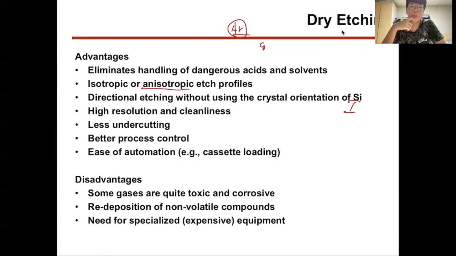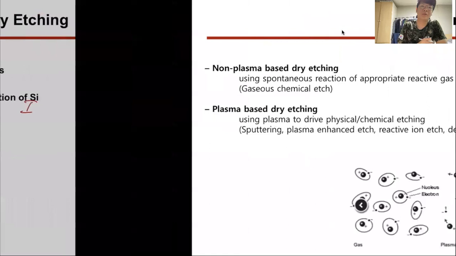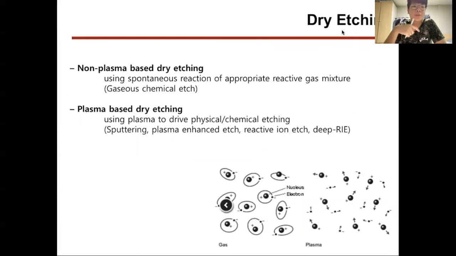However, in using gas, the chemical way, those gases are quite toxic, and it is very expensive. However, compared to wet etching, we can more easily control the etch profiles. There are two ways of dry etch. First, plasma based, and non-plasma based using chemical reactions.